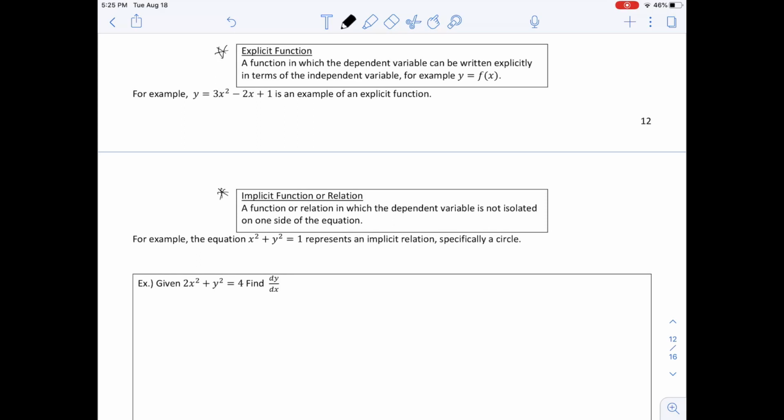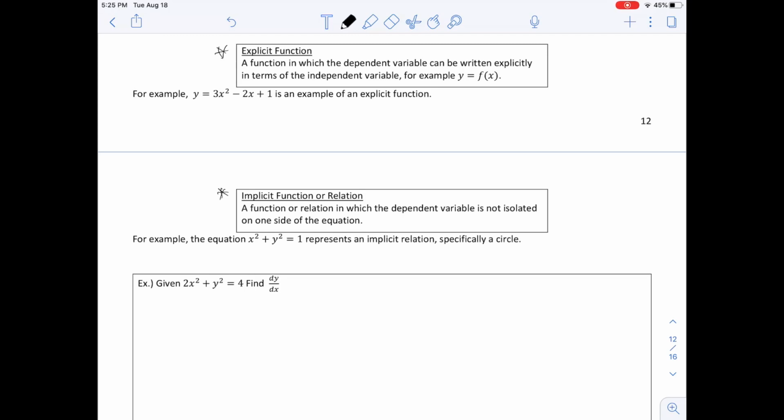Those are the types of problems that we were able to take derivatives of so far. They are easy. You just use your power rule, your chain rule, your product rule, your quotient rule, and you can take the derivative of that. On the next page, we have implicit function or relation.